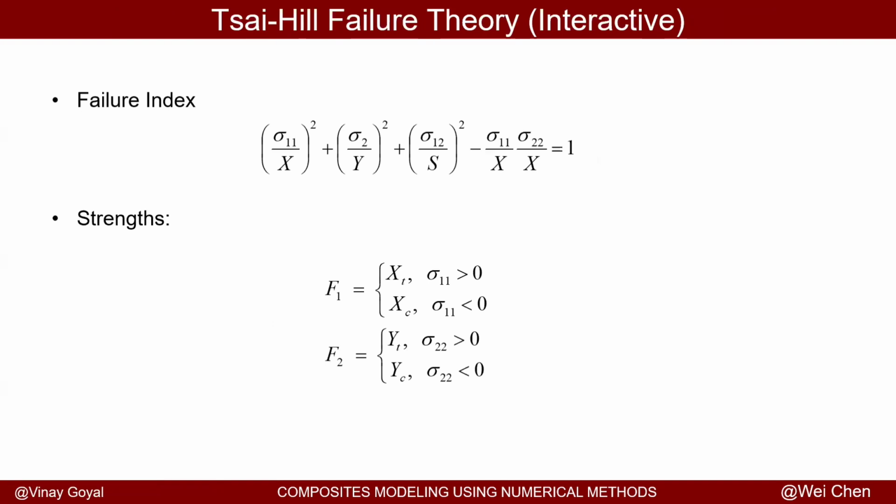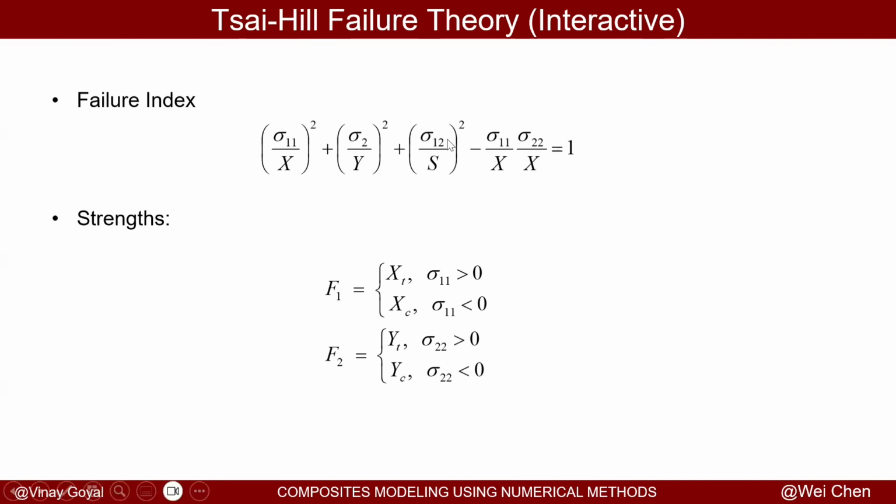Tsai-Hill failure theory is an interactive failure theory because it combines multiple stress directions. Here, sigma 1,1 is a stress along the one direction of the lamina, along the fibers. Sigma 2,2 will be this stress transverse to the one direction, which could be fibers if it's plane weave, but if it's unidirectional, that'll be a matrix dominated property.